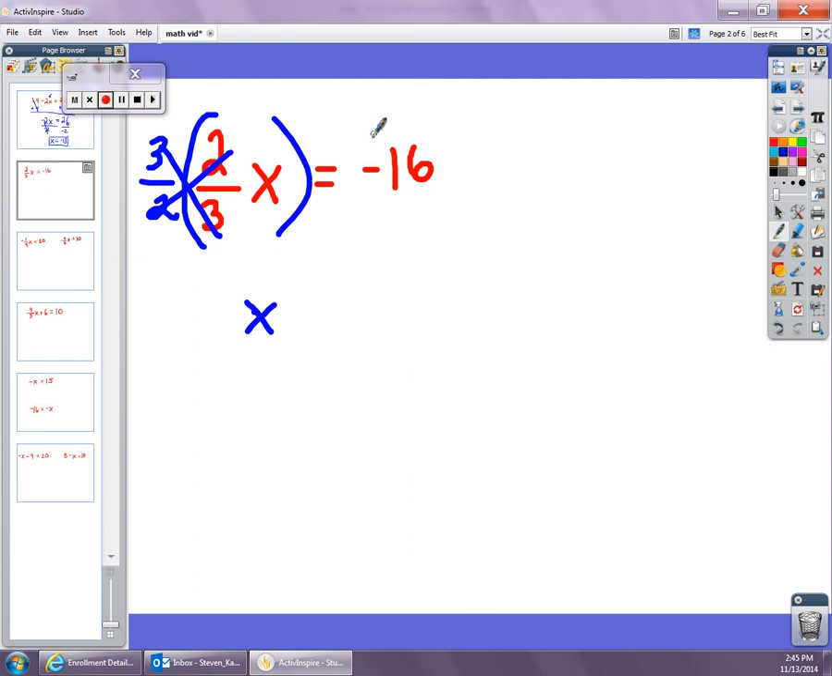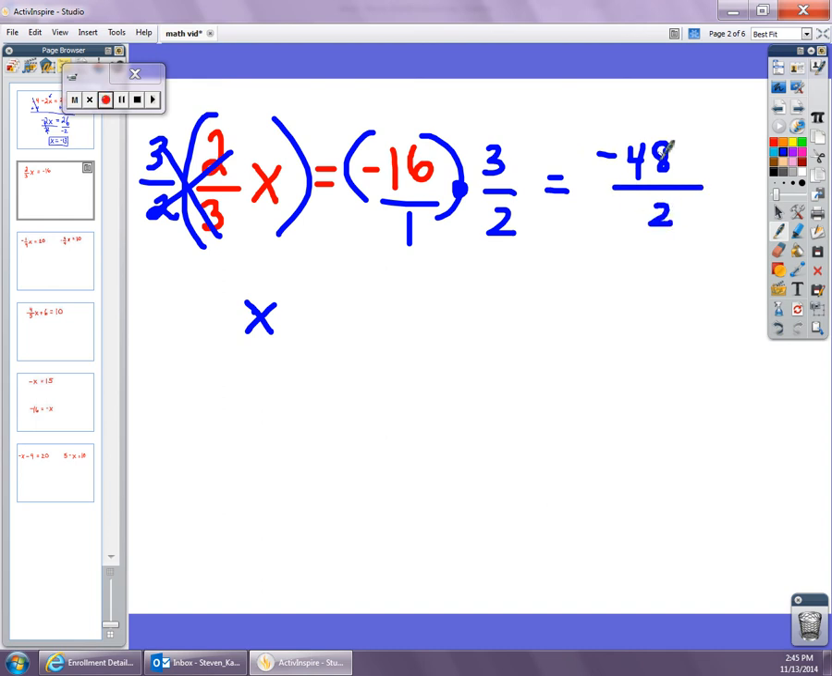Now, if you multiply by 3/2 on one side, you've got to multiply by 3/2 on the other side. So negative 16 we could think of as negative 16/1 times 3/2. So you're going to multiply across. Negative 16 times 3 is negative 48. 2 times 1 is 2. And then you could finally divide. Negative 48 divided by 2 is negative 24.